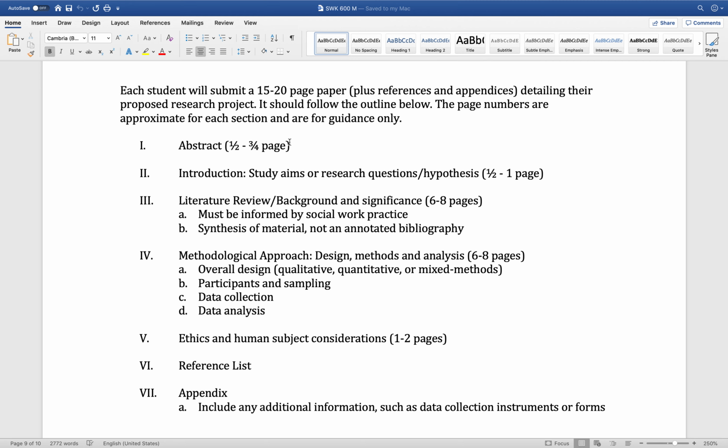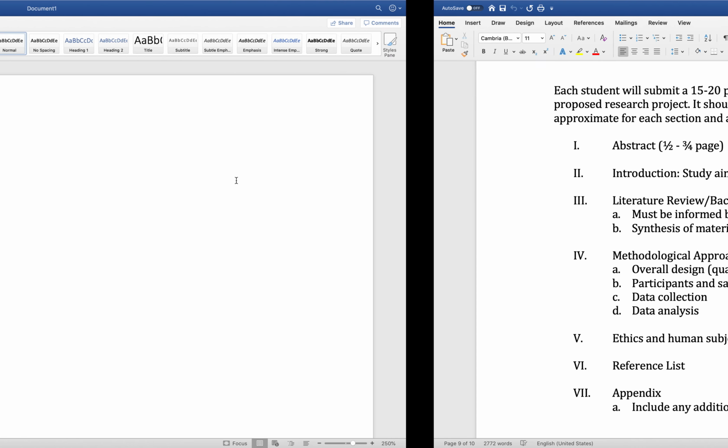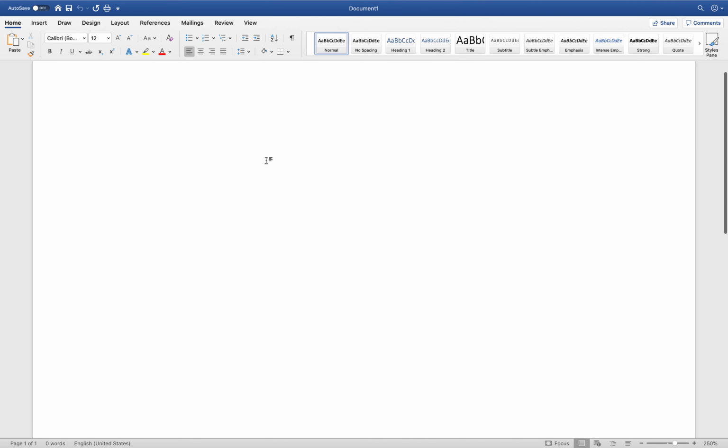The page numbers are approximate for each section and are for guidance only. This lends itself to the idea that if you come up with a page length shorter than 15, that's fine. A page length larger than 20, that's also fine. So first, I'll complete this document as we go, so this way you see it coming to life.